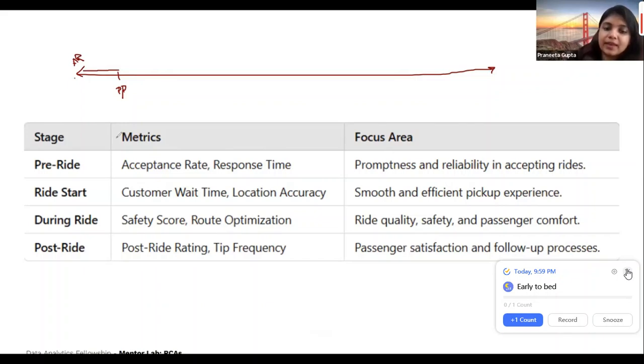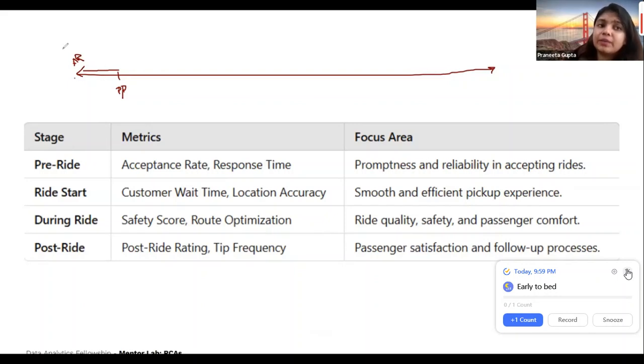That means the driver is wasting some time in between, if the driver is not reaching at the ETA or the suggested time. If there is a very large deviation, of course you will have to keep a margin of error, a red light might come in between. So say it is 5 minutes, and if he is taking 8-9 minutes every time, then there is some problem here. So that is one metric: actual time by ETA.